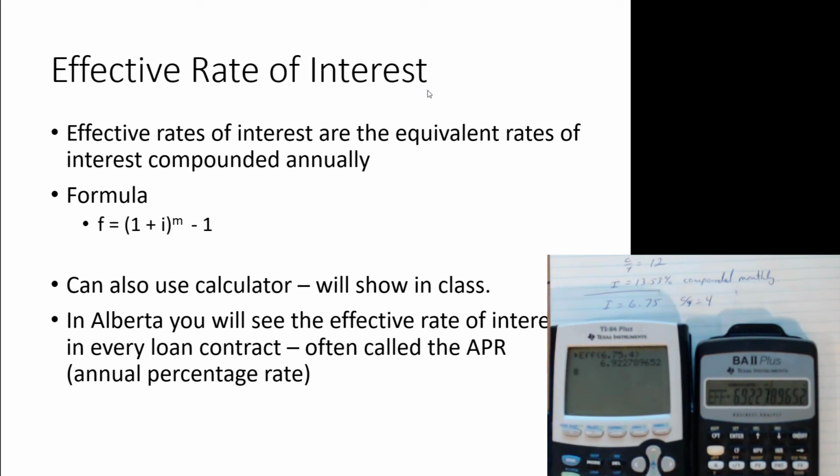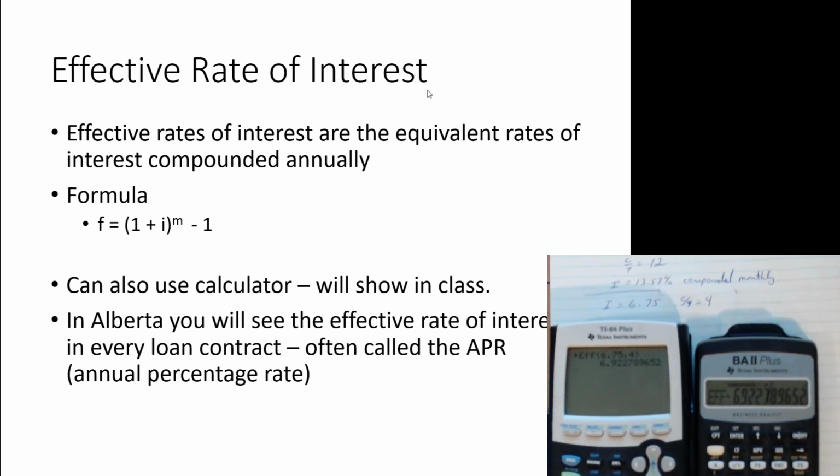So if we have a variety of interest rates with a variety of compoundings, we can find the effective annual rate for each one of those, and that'll give us some guidance as to which interest rates are either better or worse depending on the situation.